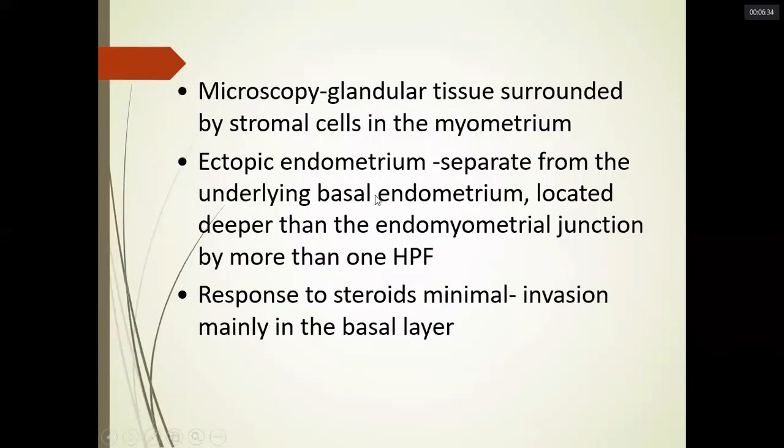So on microscopy, we see glandular tissue surrounded by stromal layer in the myometrium. Ectopic endometrium, which is separated from the underlying basal endometrium, is seen, and which is located deeper than the endomyometrial junction, which is seen in high power field. And invasion is mainly over the basal layer.